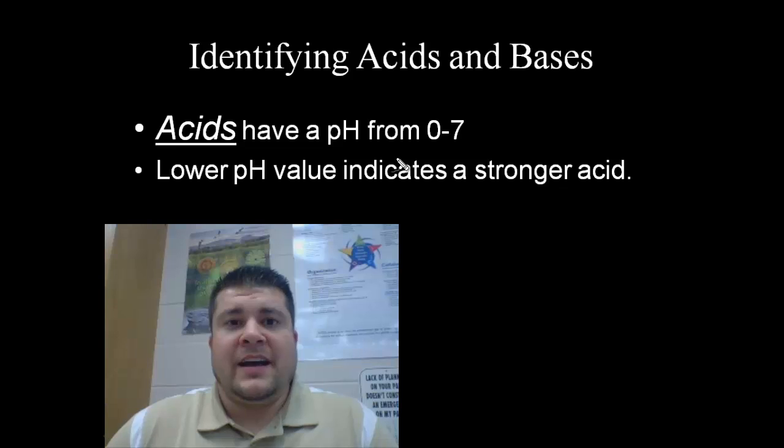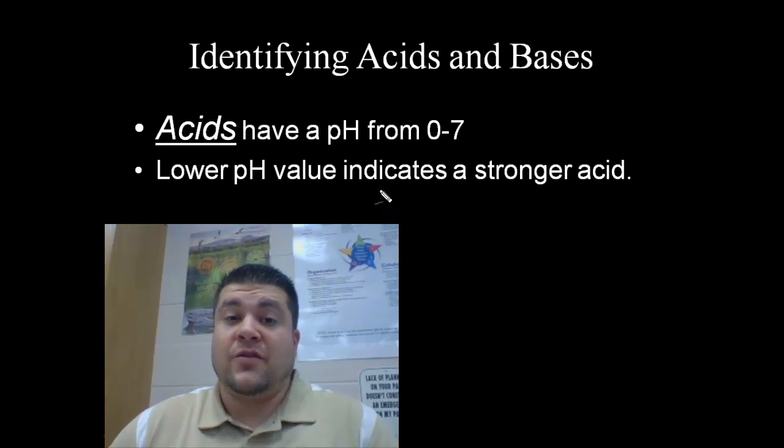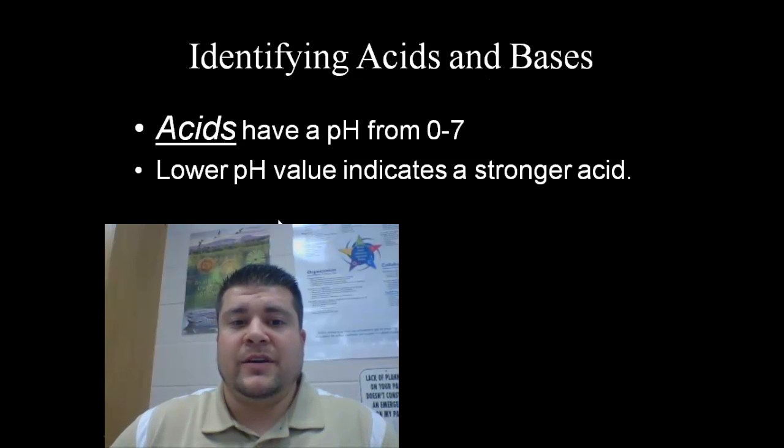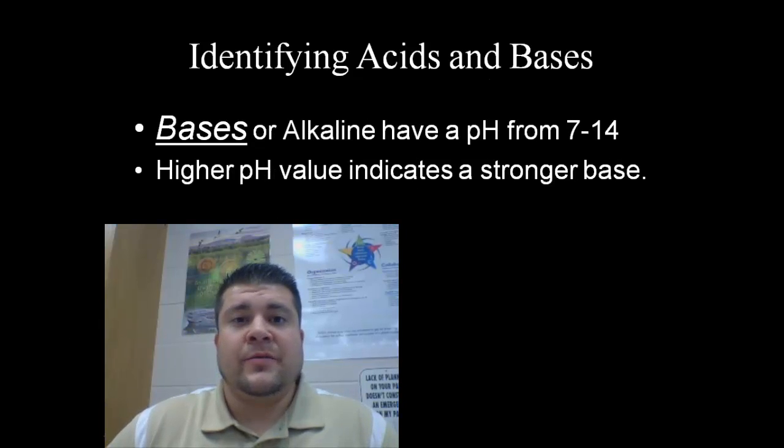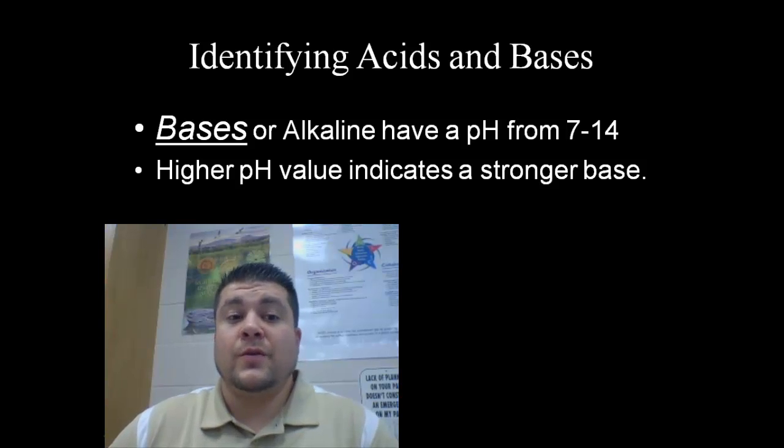If we want to identify acids and bases, we need to know some things about them. Acids have a pH value from about 0 to 7 on the pH scale. The lower pH value indicates a stronger acid. It's kind of weird when you think about lower being a stronger acid, but that's what it is. Bases, or another word for them is alkalines, have a pH from about 7 to 14. The higher the pH value, the stronger the base.